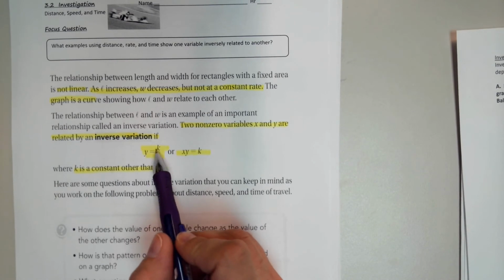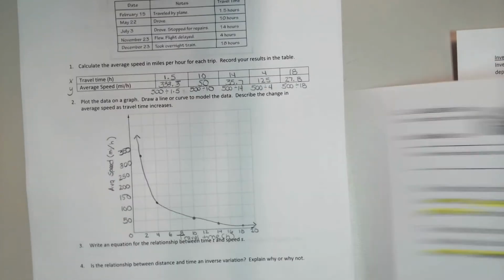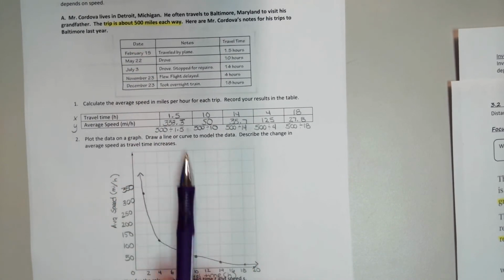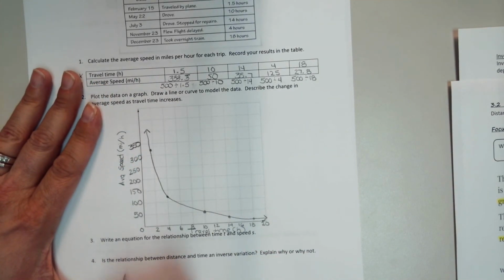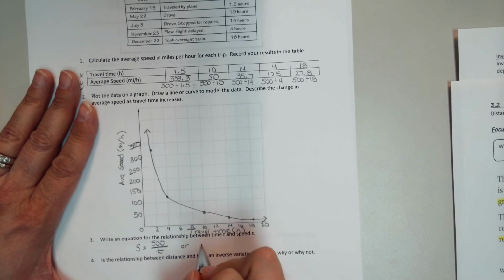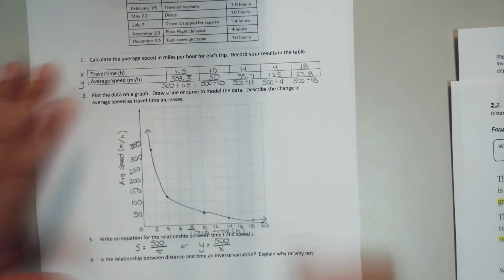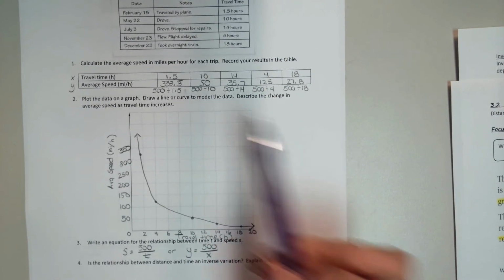Next it says write an equation. On the front page it gives us two options: y equals k over x, k being the constant, or xy equals k, the constant. So what did we do for each of these? For each of these we started out with the 500 miles and divided by the time. So the equation is speed is equal to 500 divided by the time. Or you could write it y is equal to 500 divided by x, because again, every single time we divided 500 by x.